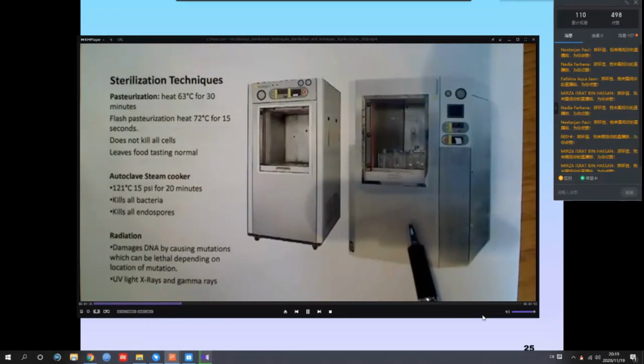And this is an autoclave, okay? And the other thing about pasteurization is it leaves food tasting normal. We know this because we drink milk or whatever, and it tastes normal. It doesn't taste weird in any way. But it doesn't kill all cells. Okay, so some things are still left alive.